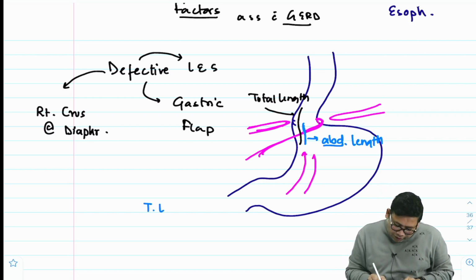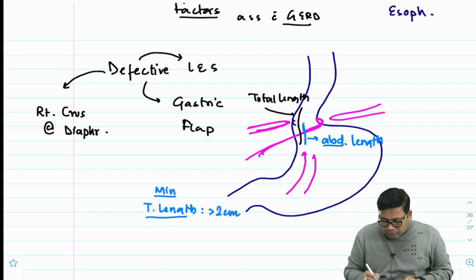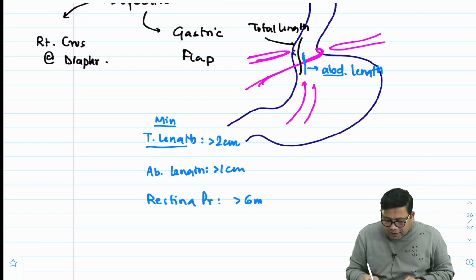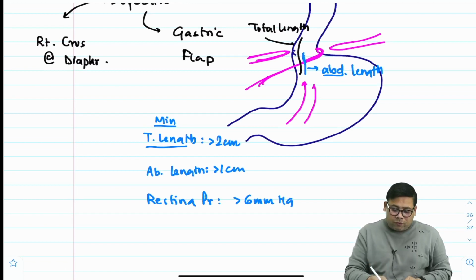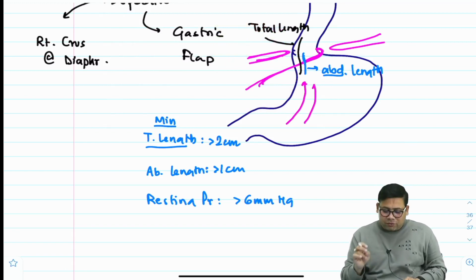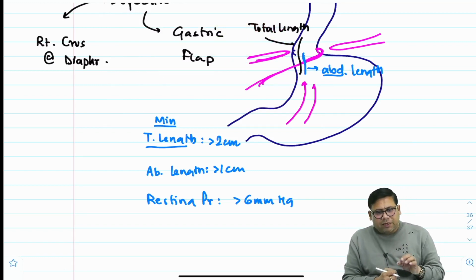So the minimum total length should be more than 2 centimeter. The minimum abdominal length should be more than or equal to 1 centimeter, and the minimum resting pressure should be more than 6 mm Hg. If any of them is not followed, that means the abdominal length is decreased to less than 1 centimeter, total length is decreased to less than 2, there will be what? Reflux. There will be reflux, and this is a very important thing. Are you getting this? This is very simple.